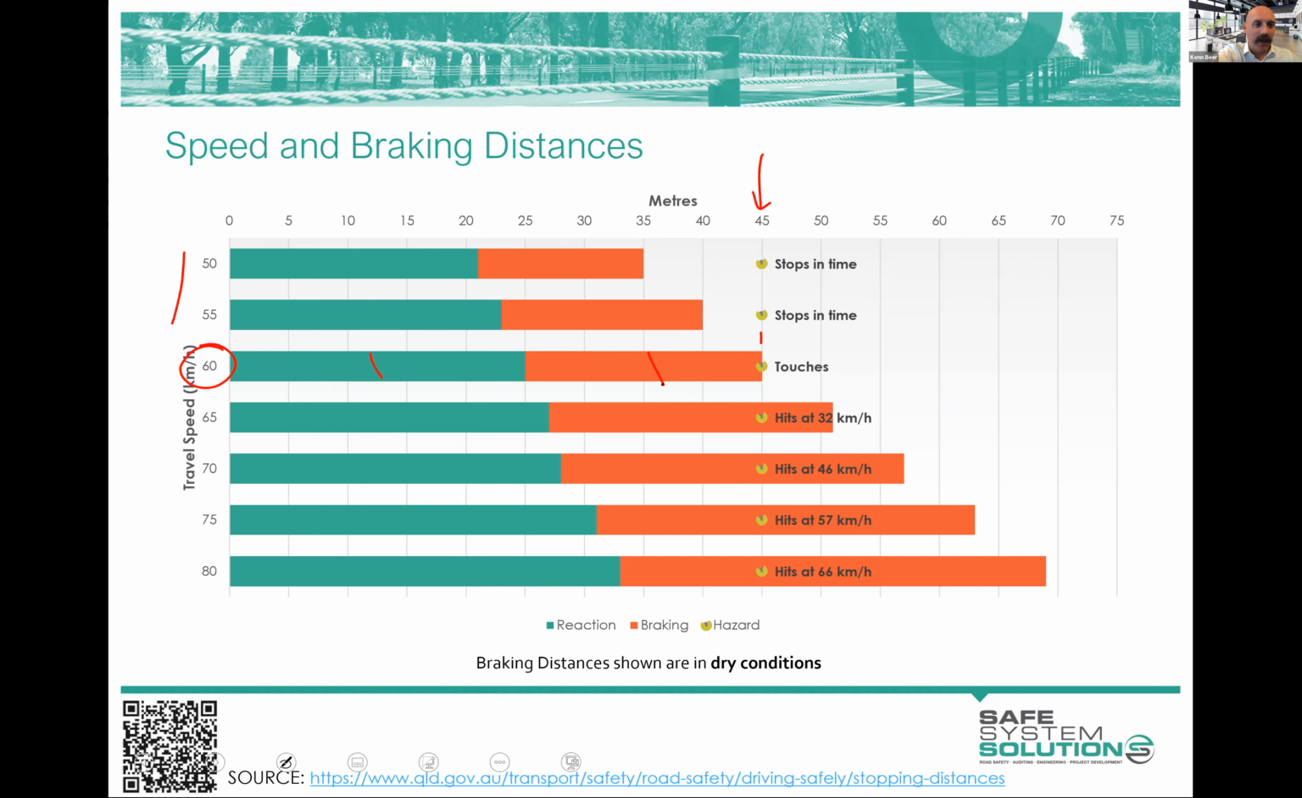If you go up 10 kilometers per hour to 70, it hits at 46 kilometers an hour. And not just 10 kilometers per hour more, 46 kilometers per hour more. So that's an interesting reminder. It's not a linear relationship there.